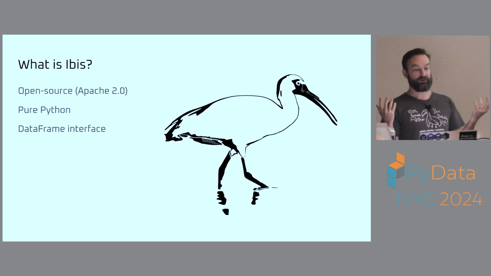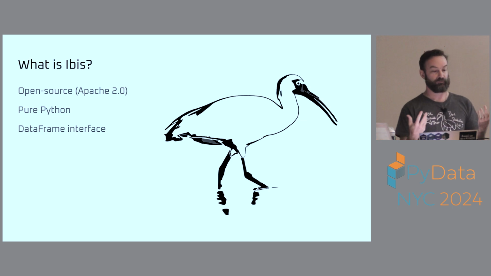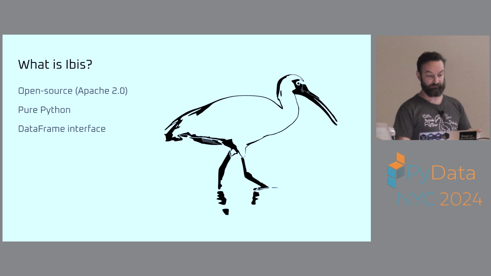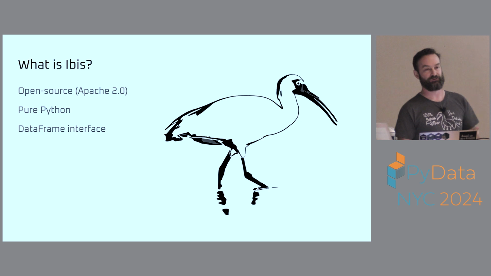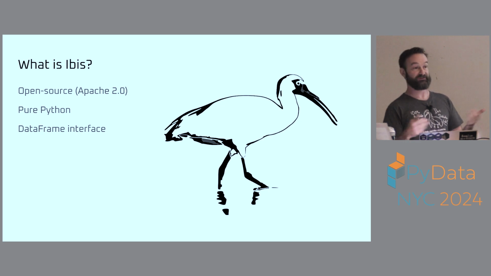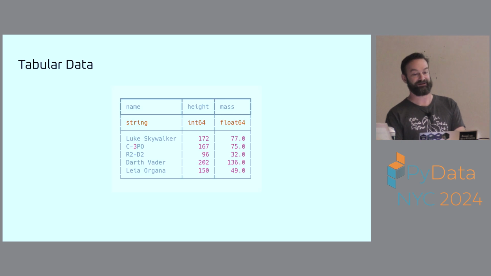Okay, so what is Ibis? Ibis is an open source pure Python library, and it is a data frame interface. And what do I mean by interface? Well, if we're going to talk about data frame interfaces, we should probably also talk about data frames. If we're going to talk about data frames, we should probably talk about data. So what is data? Tabular data, like a spreadsheet.